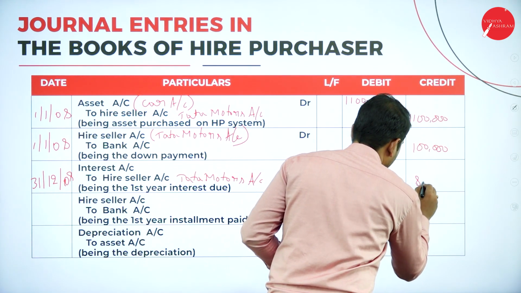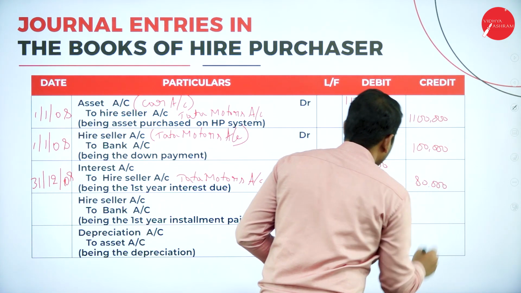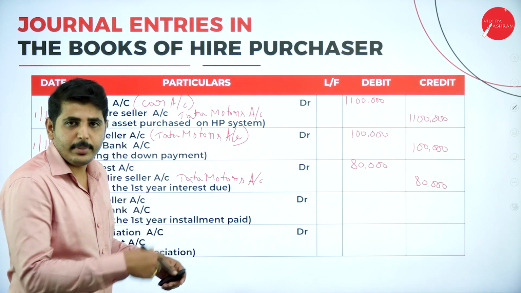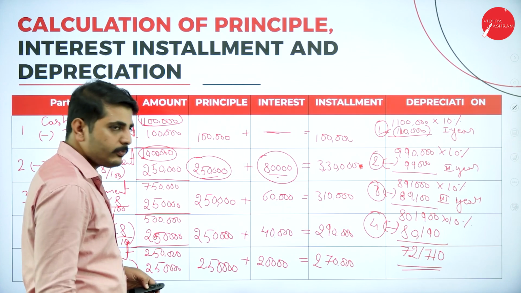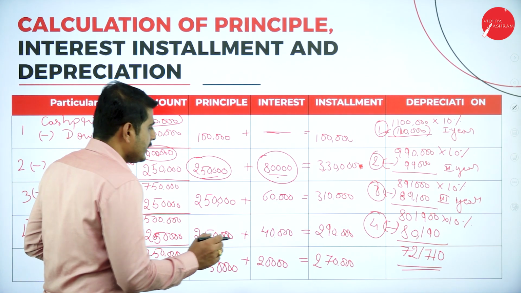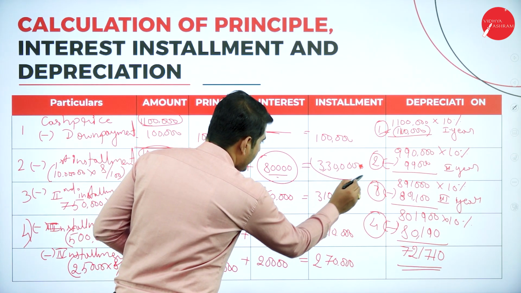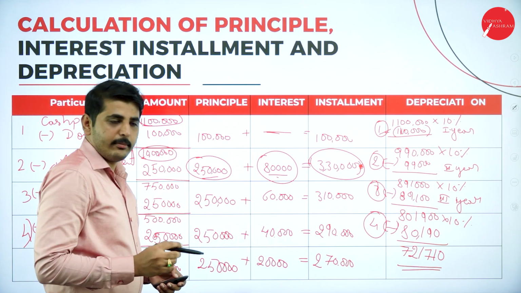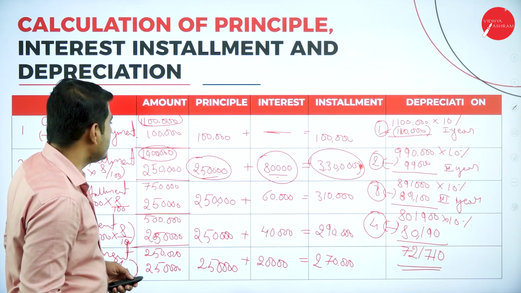$80,000 being the first year interest due. Now payment of installment. Come to the installment part. What is the installment? 3,30,000 is the installment. We have to pay the installment.